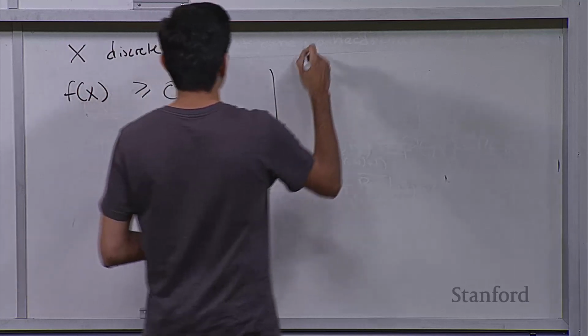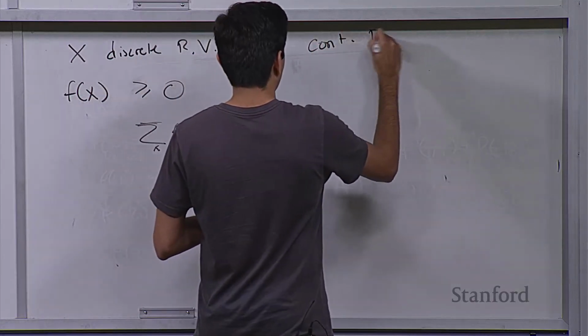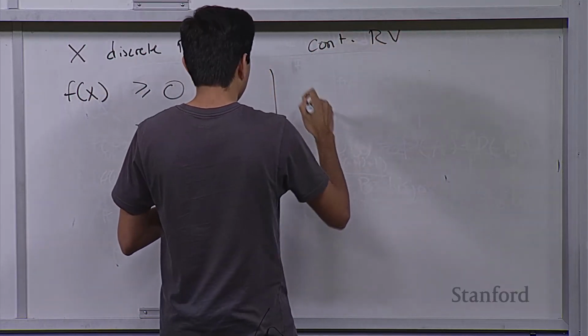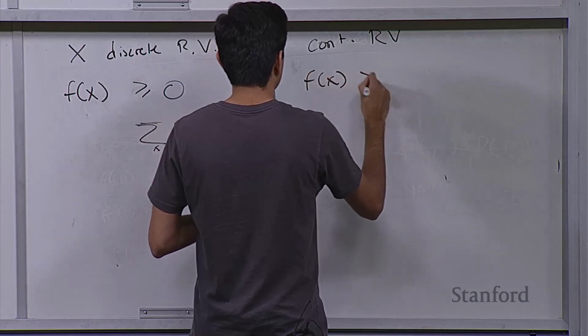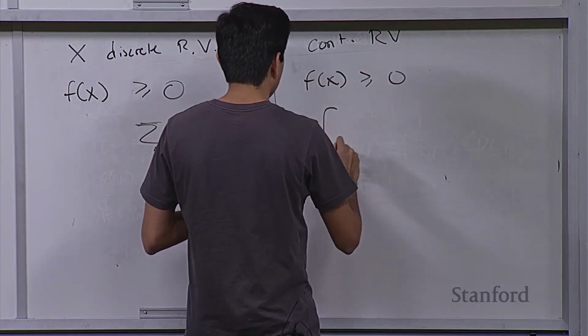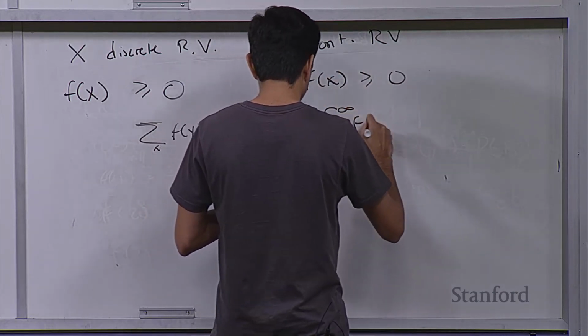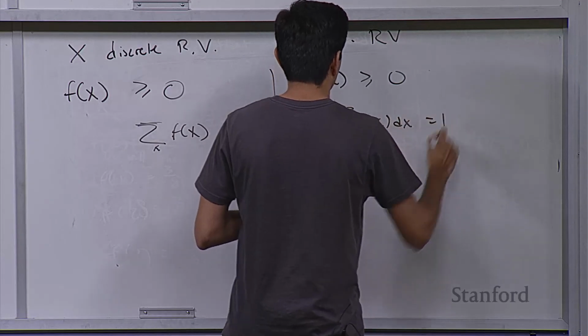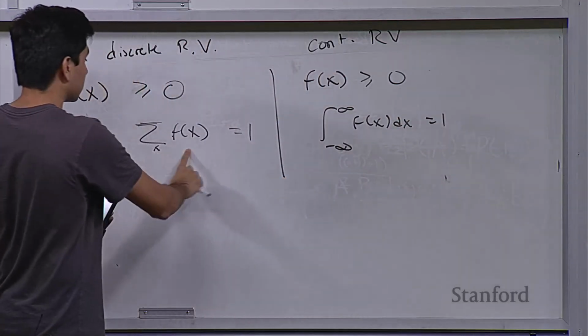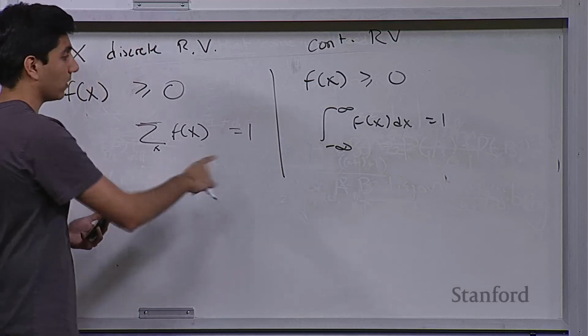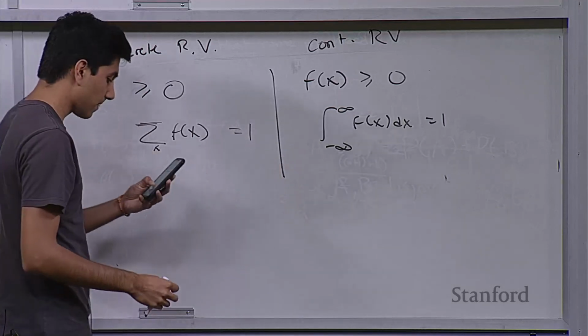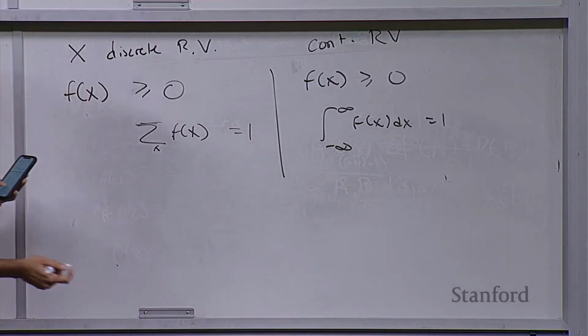Analogously, for a continuous random variable, we have that f(x) must be greater than or equal to 0, and if you integrate from negative infinity to infinity of f(x) dx, you get 1. Basically the same exact thing as if you sum over all of f(x), you get 1. Here we just replace the sum with an integral.